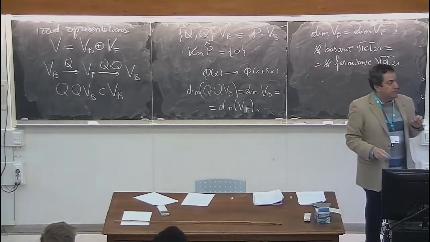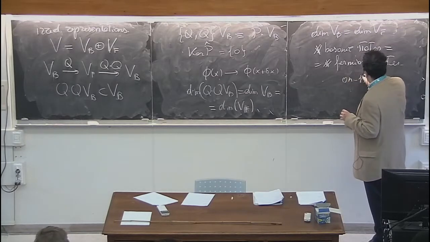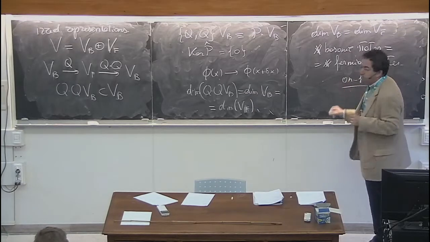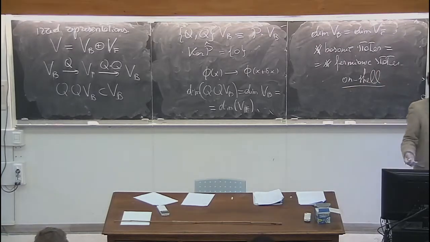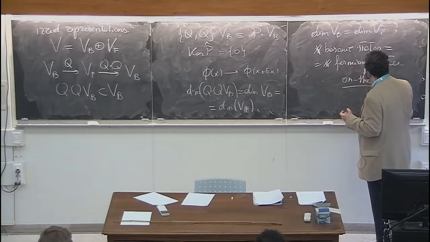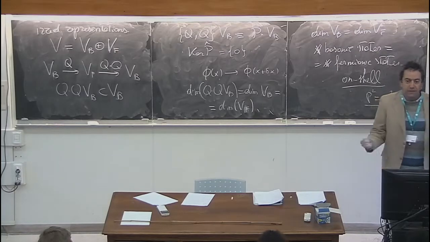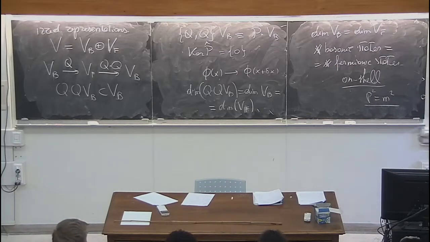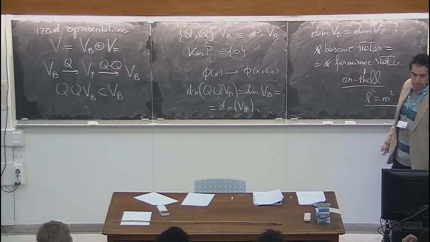However, remember, these states are always considered on shell. Because also when we construct irreducible representations of the Poincaré group, we impose the on-shell condition, p squared equals m squared. So all these states are on-shell. The states we are constructing are on-shell, and this equality holds on shell.